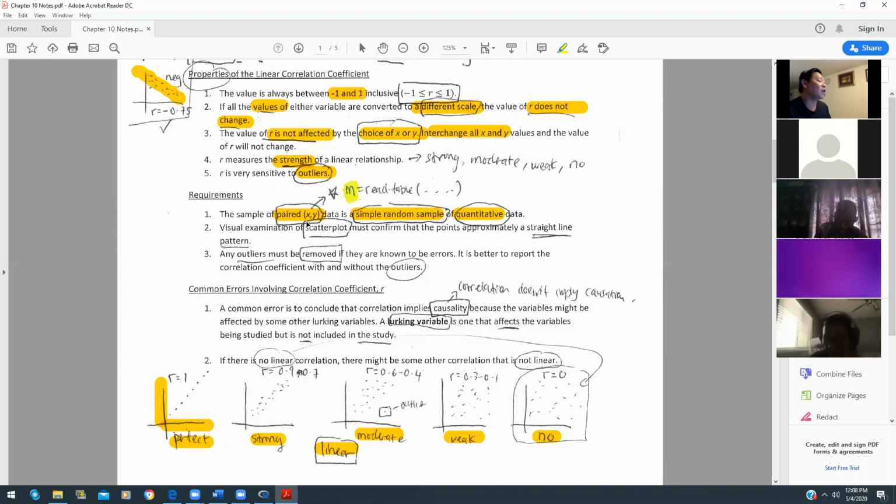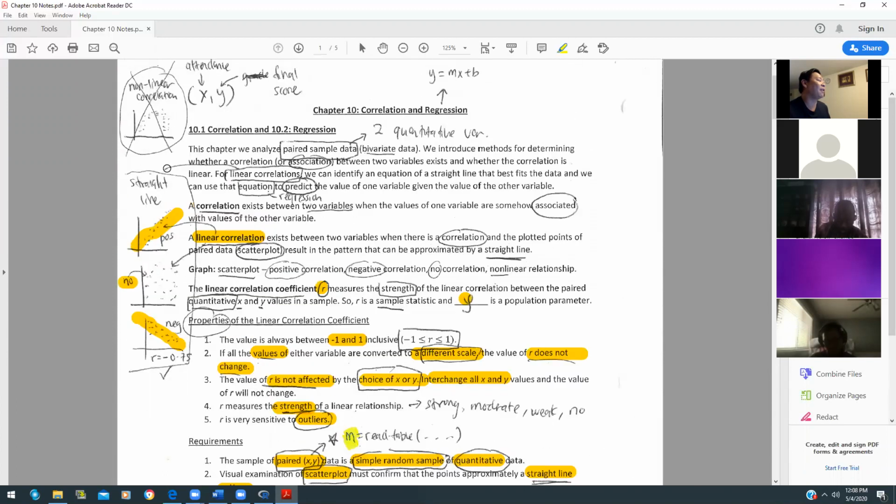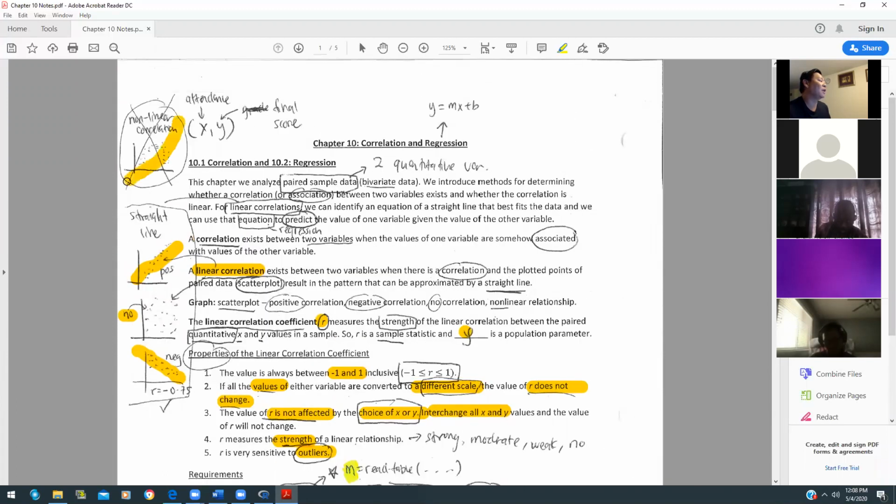Okay. You have to draw the scatter plot, and the scatter plot must show a straight line pattern. This is a straight line pattern. This is a straight line pattern. All these are straight line patterns. The only thing that is not a straight line pattern is when you get a parabola like this. This is not a straight line pattern. And what do I tell you when you have no straight line pattern? You cannot use chapter 10. You just tell me that this is a non-linear correlation, so that's no good.